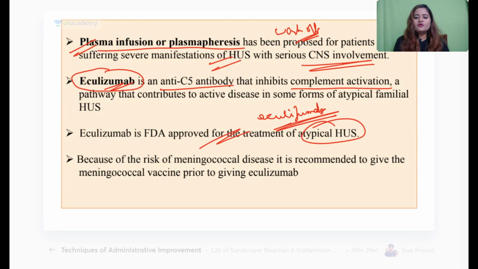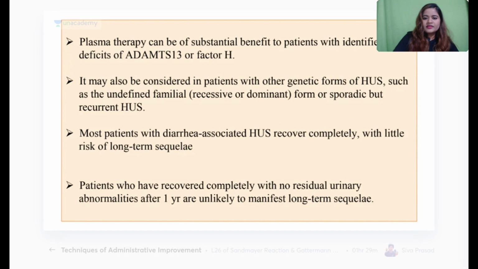Now, due to the risk of meningococcal disease, it is recommended to give meningococcal vaccine before giving eculizumab. ठीक है, अगर किसी पेशेंट को eculizumab दे रहे हो, then you have to vaccinate the patient with meningococcal vaccine before. Plasma therapy, which we have already discussed, can be of substantial benefit to patients who have been identified with the deficit of ADAMTS13.